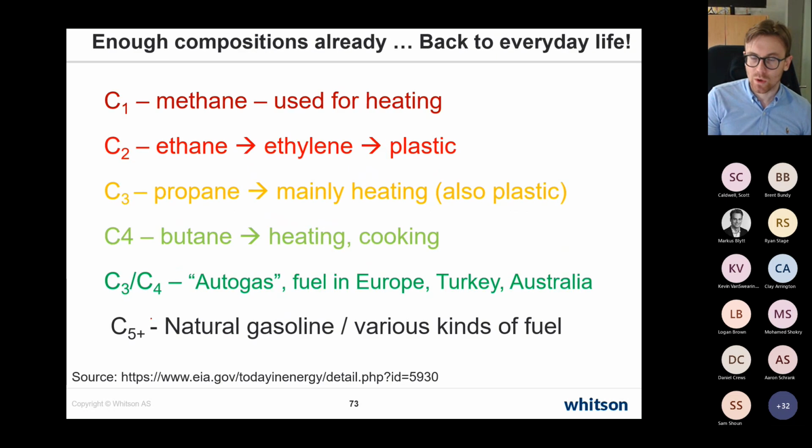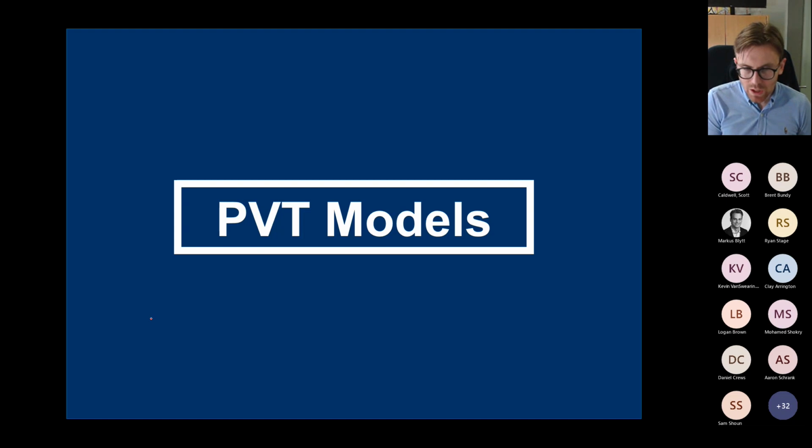And what do we actually use these things for in our daily life? Methane we use for heating, ethane can be used for plastic, for instance. Propane is mainly heating. Butane is heating and cooking. C3 and C4 is sometimes used for auto gas in some places in the world. And then C5 plus is primarily what we put in our cars or in our planes, etc. Okay, so that's compositions for you. When you read a composition, we'll take a look at the PVT report a little bit later, there are uncertainties associated with it that you need to account for when you create a PVT model, and that is the next topic.